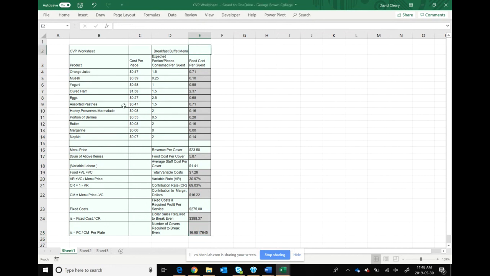So this is the CVP worksheet. Again, what it does is it takes you through calculating the food cost per guest, and then from that information and others here, we calculated the break even for our brunch buffet. So in order to break even, we have to sell $398.37 or serve 16.95 guests, or 17 guests.